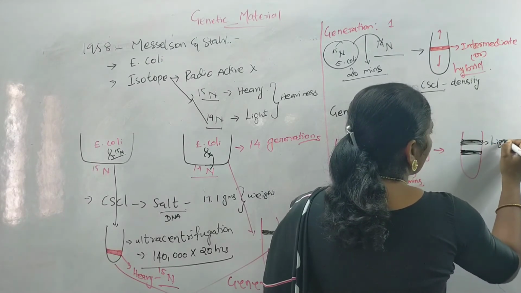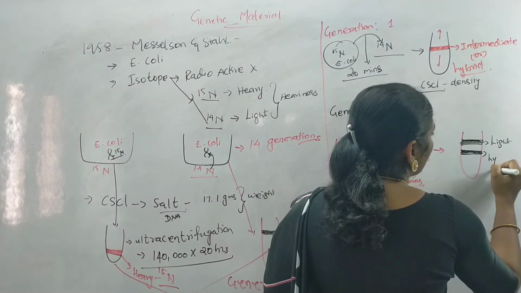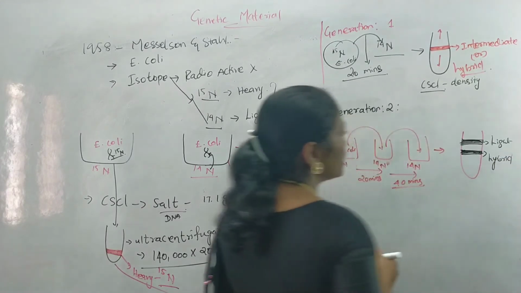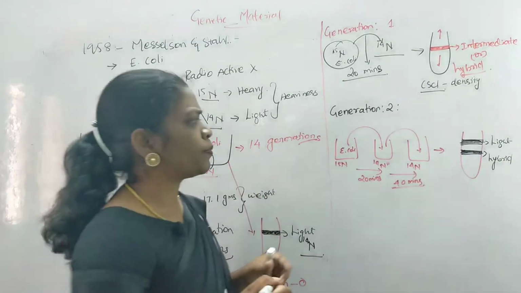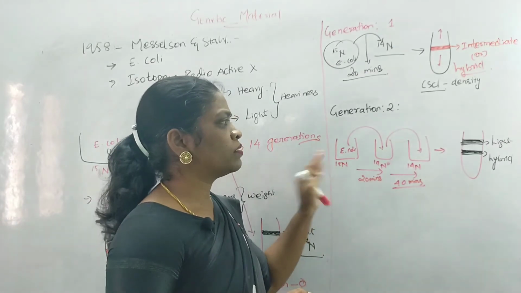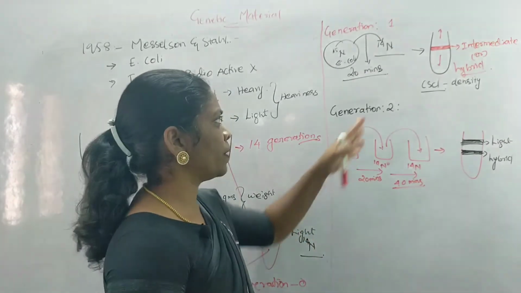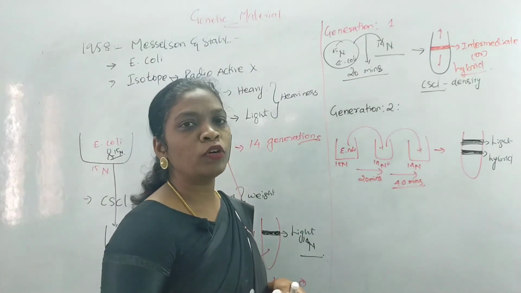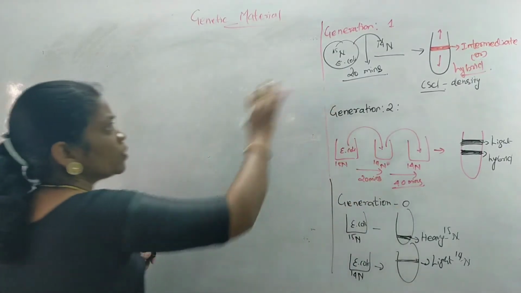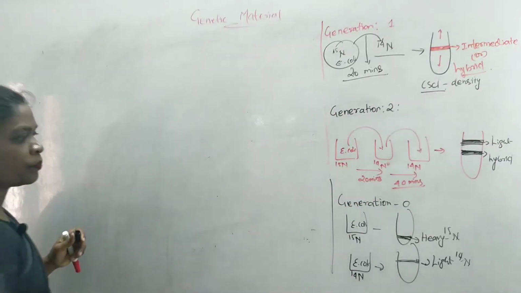So this is the light band and this is the hybrid. Hybrid is also known as intermediate. Okay, what this process explains is how the semi-conservative method has happened. We have to compare it with the DNA strand so that you can understand it better. We'll just compare this with the DNA strand.